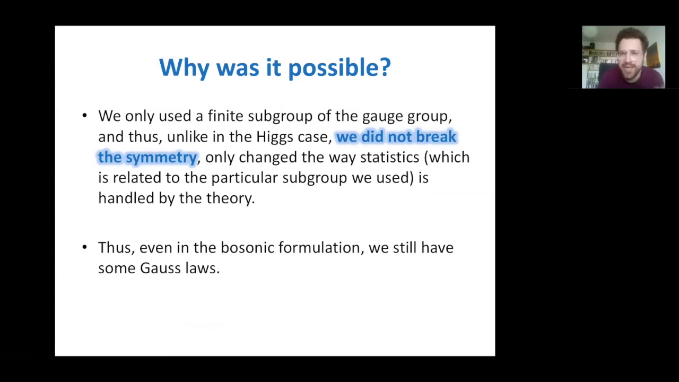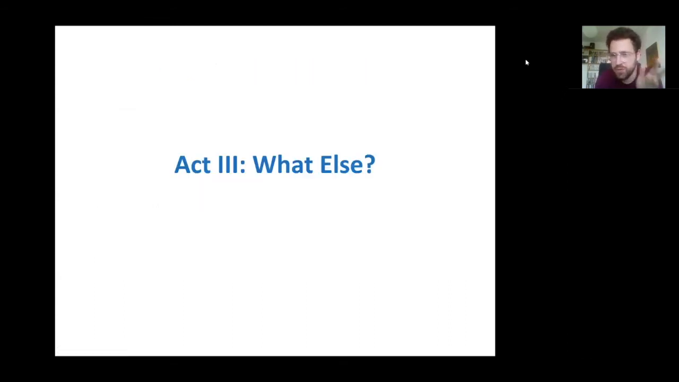We only changed the way that the statistics, which is related to the particular subgroup we use, Z2, is handled by the theory. And therefore, even when the theory is formulated with hardcore bosons, with spins, we still have the Gauss laws. The gauge symmetry is left intact. Also, it's important, before I speak for 2 minutes about generalizations, to pay attention to the fact that the analogy to the Higgs mechanism is with respect to the unitary gauge fixing, right? We are not talking about absurd things like condensation of fermionic fields here. I'm just talking about the mathematics of absorbing the matter fields by the gauge field, which in some sense is a side effect of the conventional treatment of the Higgs mechanism.